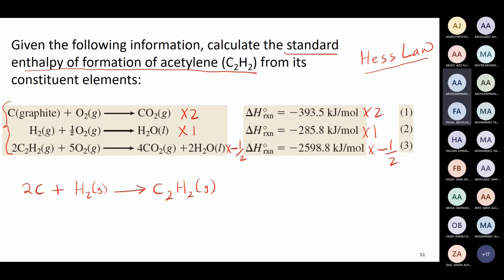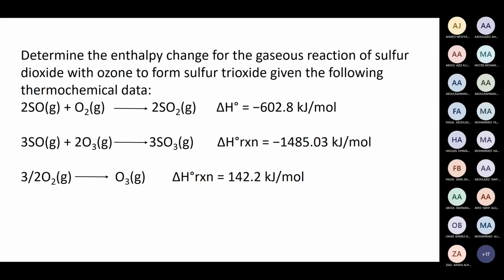Is it 226.6? Exactly. Delta H equals 226.6 kilojoule. How easy? Very easy. So, good. Let's try this one. I want now to determine the enthalpy change for the gas reaction of sulfur dioxide with ozone to form sulfur trioxide. So I gave you only words.